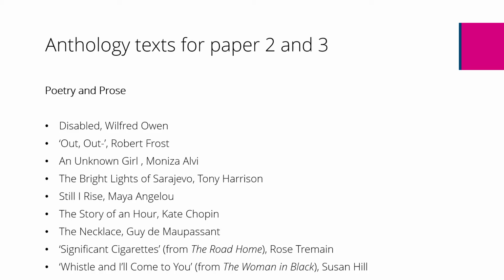The Bright Lights of Sarajevo, Still I Rise, The Story of an Hour, The Necklace, Significant Cigarettes, and Whistle and I'll Come to You. So that's for paper 2 and for the coursework. So that's just a reminder of the content of the anthology parts 1 and 2 for 4EA.